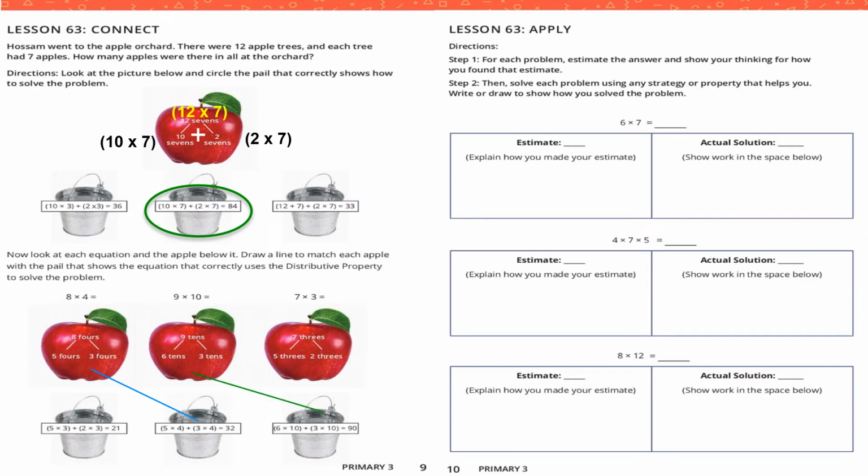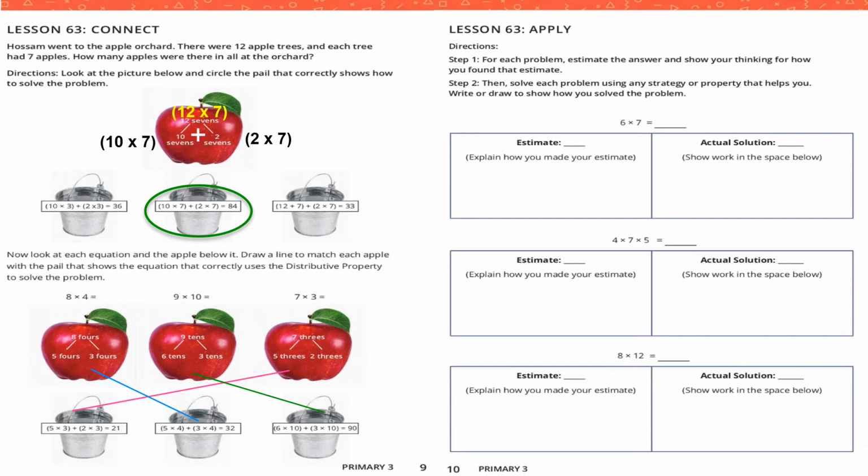Yes, this. The last one, we have 7 times 3. It means 7 threes. He distributed 7 threes into 5 threes and 2 threes. So, which equation gives me 5 times 3 plus 2 times 3? Yes, this. Now let's move to the apply part.